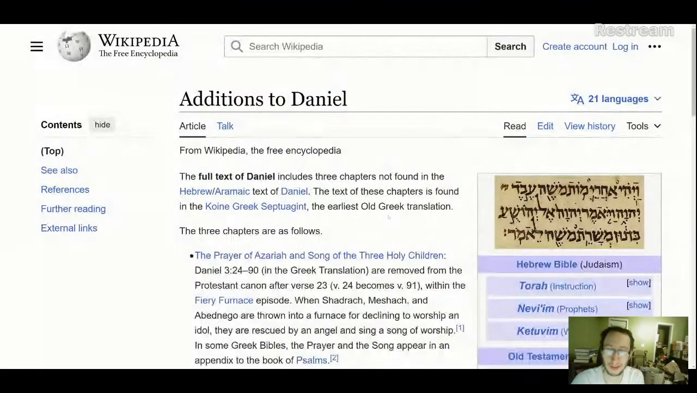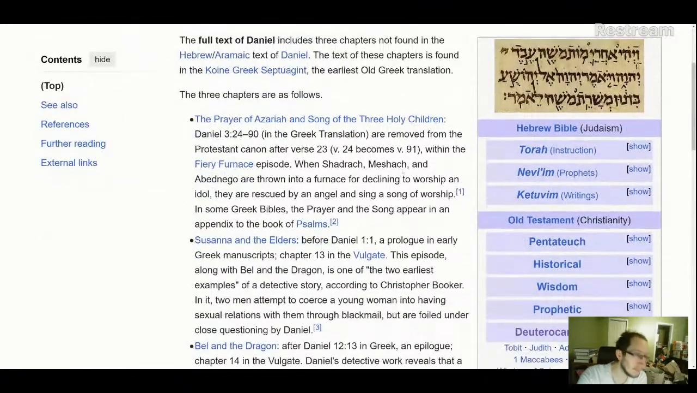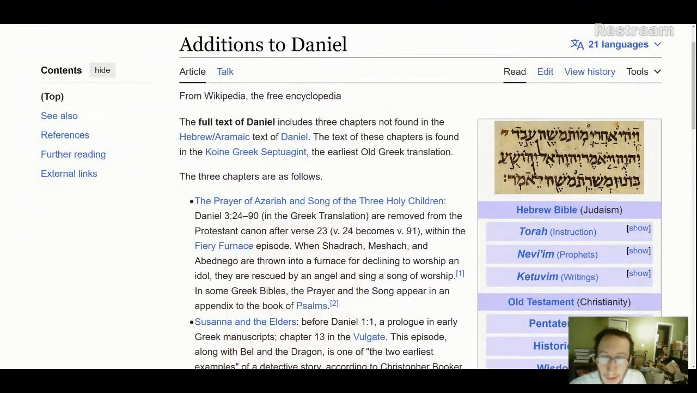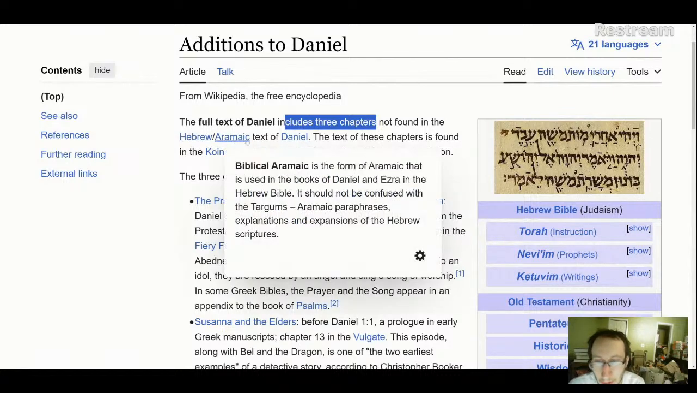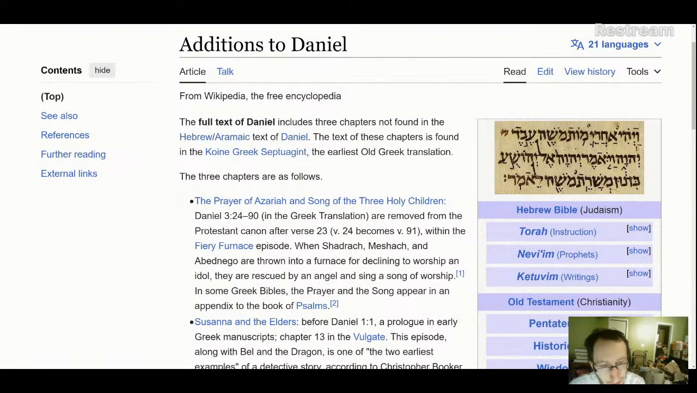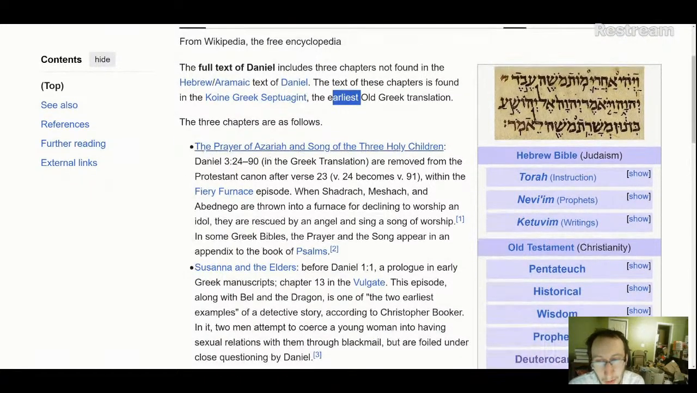Okay, so let's share the screen showing additions to Daniel. The full text of Daniel includes 3 chapters not found in the Hebrew/Aramaic text of Daniel. The text of these chapters is found in the Septuagint version of Daniel. So it's the prayer of Azariah and the song of the 3 holy children.